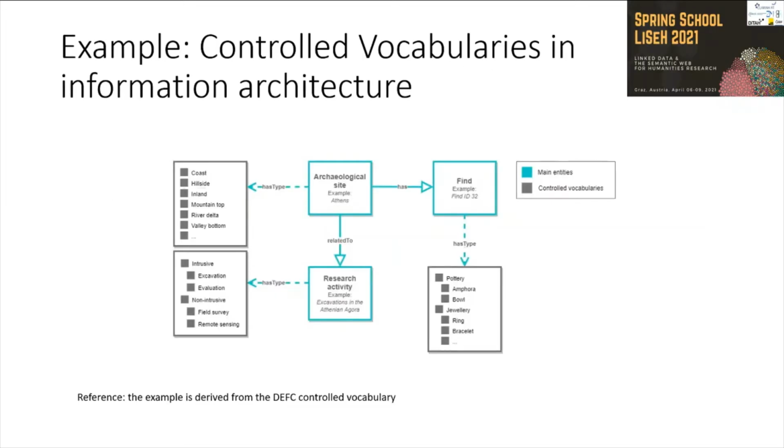This diagram shows an example of how control vocabularies are embedded in the architecture of an information system. In this example, the archaeological site is a universal abstract class, whereas Athens is an instance of the archaeological site class, and the particular that represents the real archaeological site. Archaeological site is related to a research activity that was performed at this specific location. Each research activity can be described by its type. Those types are terms in a control vocabulary. In this case, a research activity can be of type, for example, excavation or field survey.